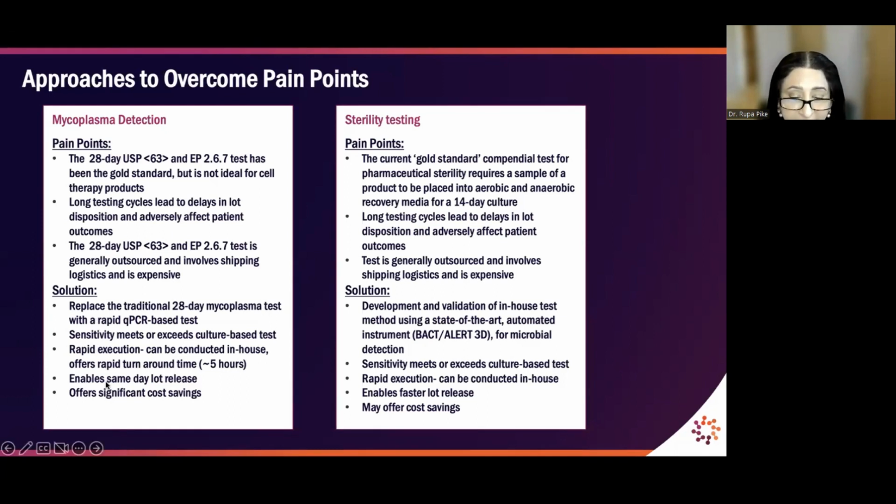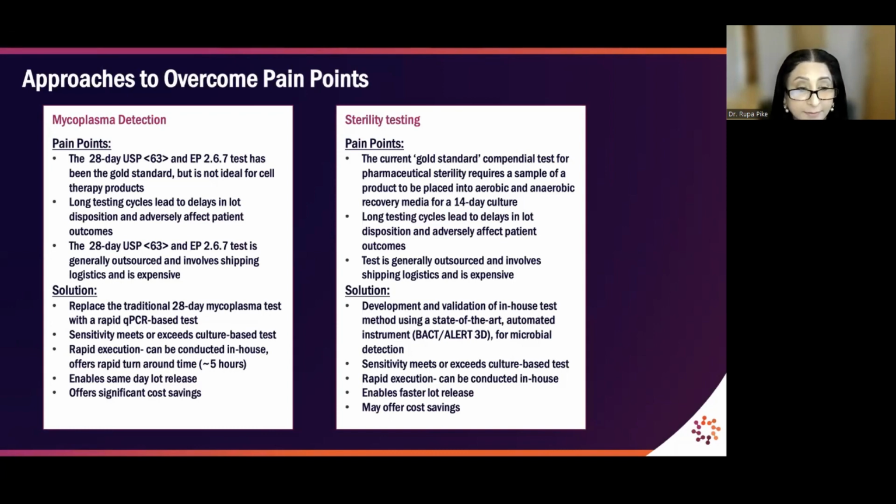A couple of examples are bioMérieux's BacT-Alert 3D system and BD's BacTech system. These are very commonly used. The sensitivity of these systems meets or exceeds culture-based tests, as has been shown many times. And this type of testing can be conducted in-house for faster lot release, and it may offer some cost-saving measures.